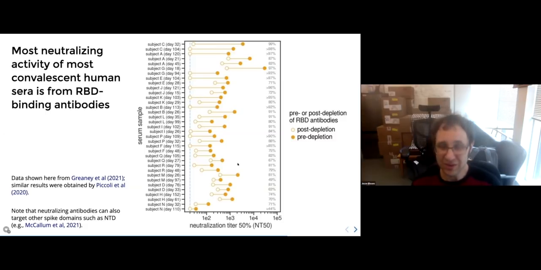This is not always the case. There are certain individuals like this one here, where the RBD binding antibodies only make up a small or a modest fraction of the neutralizing activity. But in general, the RBD binding antibodies are the dominant contributor to the neutralizing activity of human sera. So this shows that at least the functional activity of that antibody response is focused on this one protein subdomain of the virus.